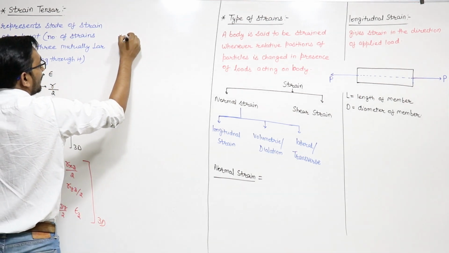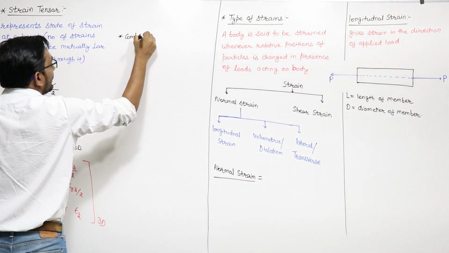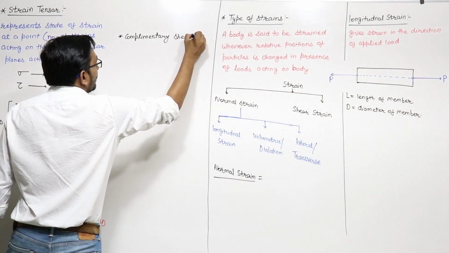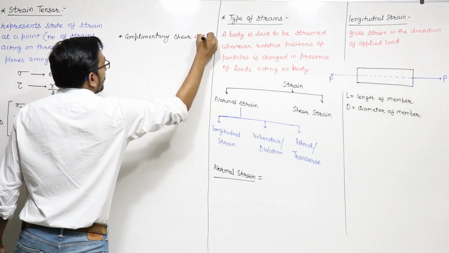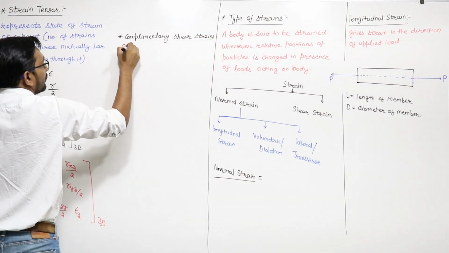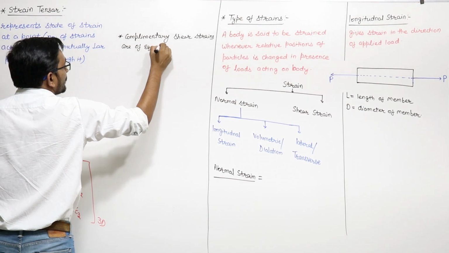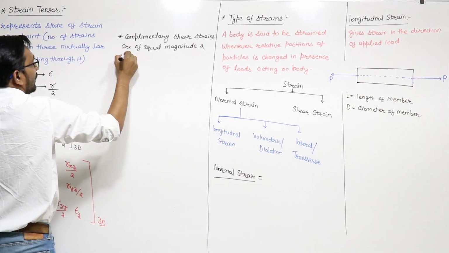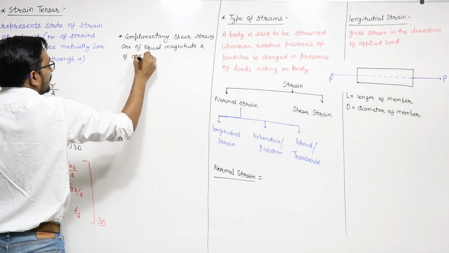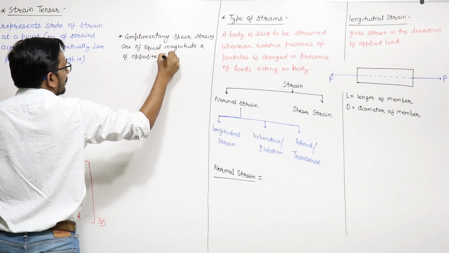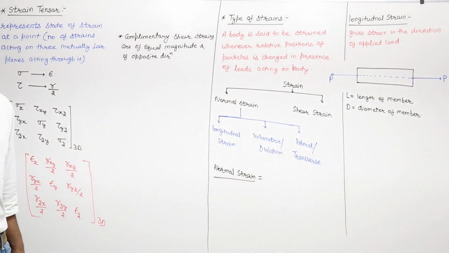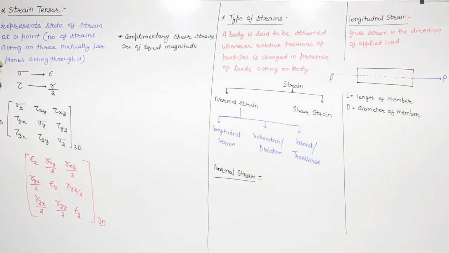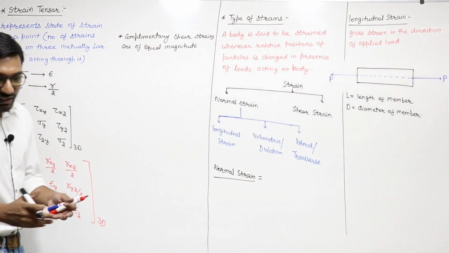the same is applicable for complementary shear strains. So we can say that complementary shear strains are of equal magnitude. The same thing applies for the strains also, are of equal magnitude, right? There is no direction of strain, okay, I can remove this. So complementary shear strains are of equal magnitude.